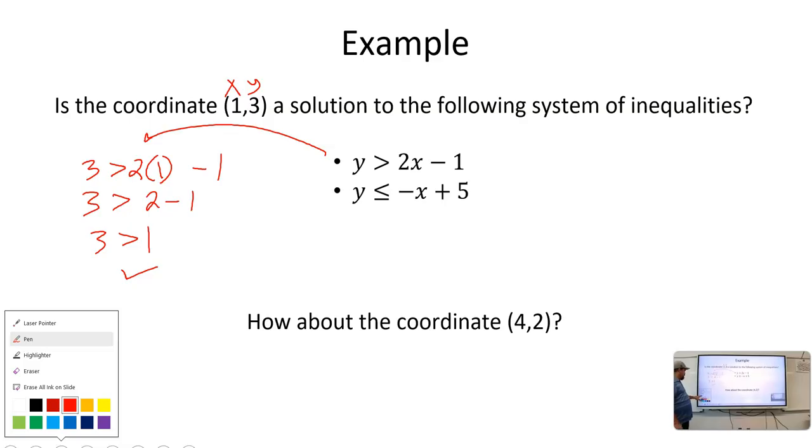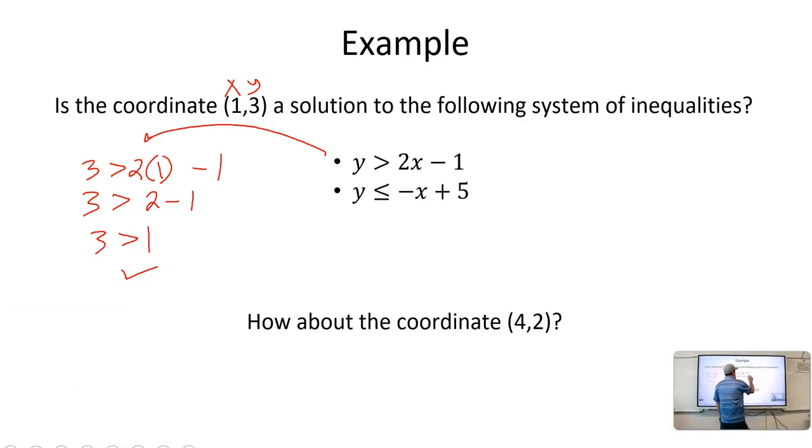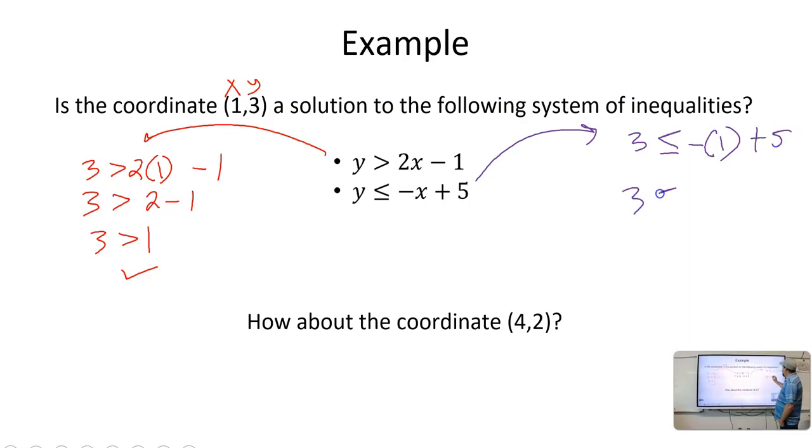Okay, now we're going to do the same thing, but we're going to plug it into the other one. So we're going to come over here for this work. And we're going to say y, we had 3, is less than or equal to negative x. So I'm going to put that in parentheses just because if they ever gave me a negative, the double negative would turn it into a positive. So I'm going to say negative 1 plus 5. So 3 is less than or equal to negative 1 plus 5 is 4. Is 3 less than or equal to 4? It is. So yes, 1, 3 is a solution to that system.